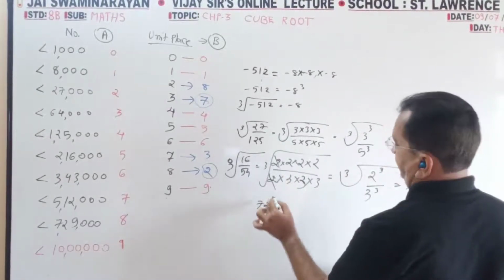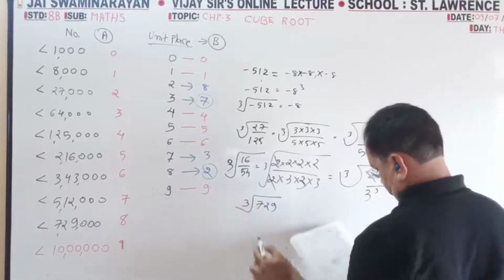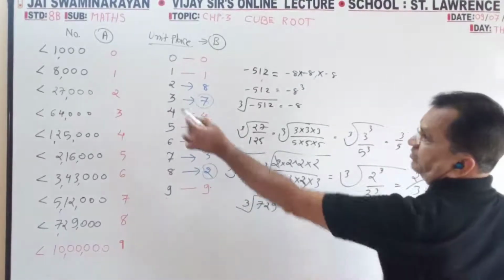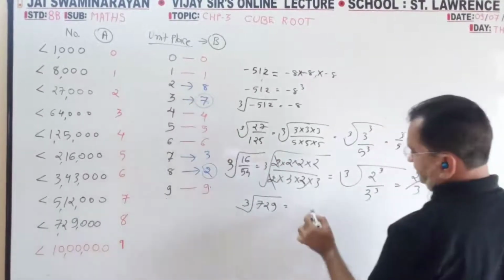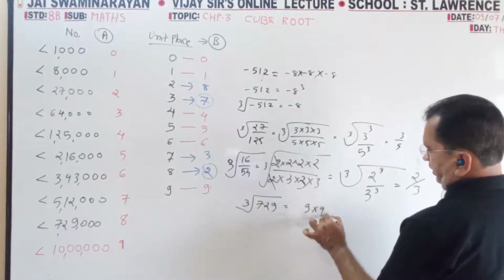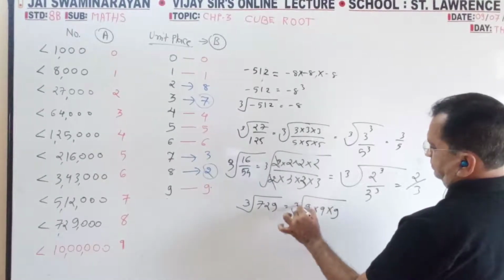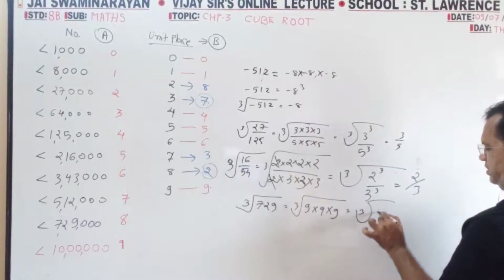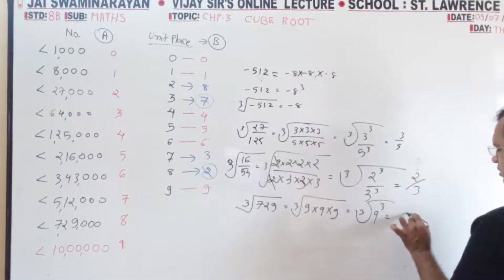729, that I have already done somewhere. 729, 9 means 9, and it is less than this. So 9 into 9 into 9. So cube and cube root are gone. So the answer is 9.